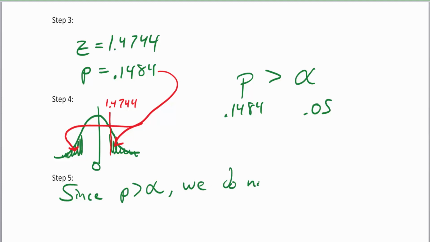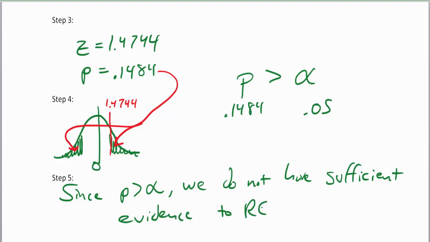We do not have sufficient evidence. Evidence is the word I used. First of all, let's write: sufficient evidence to reject the null hypothesis. Okay, that is the first of 3 problems we're going to do.